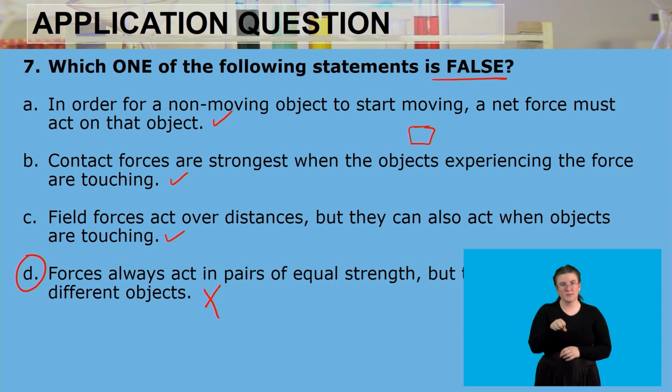Forces always act in pairs, that is true. Forces always act in pairs of equal strength, but these pairs act on different objects. If you're applying a force onto an object, that object will simultaneously exert the same force back on you.